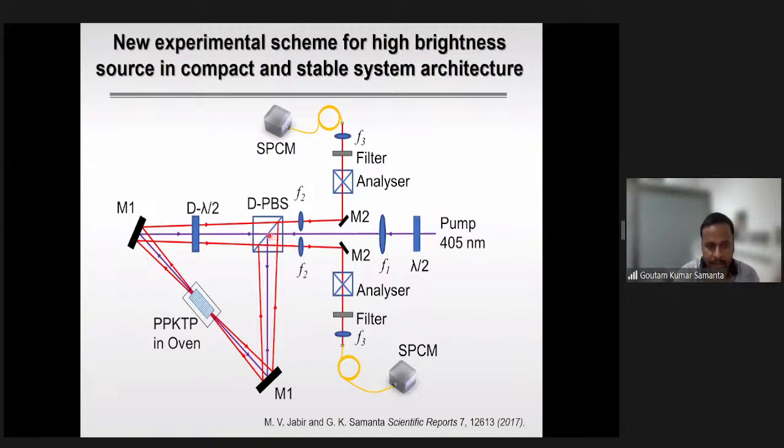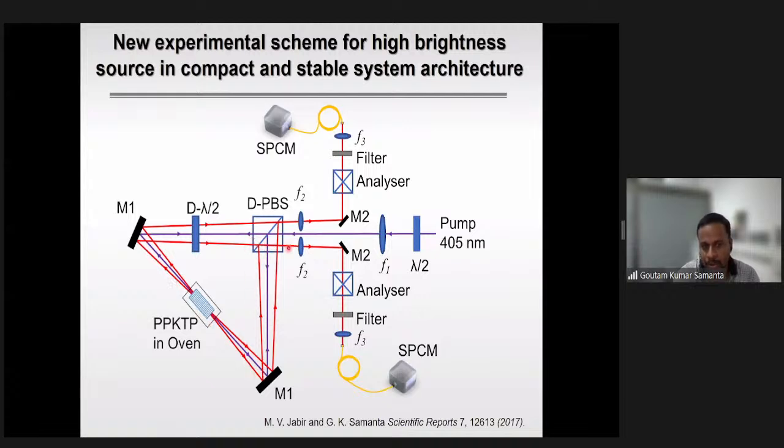In the other direction, if it is a horizontally polarized photon pump, due to this lambda/2 plate it will be converted into a vertically polarized pump, which will go through the nonlinear crystal and generate its pair. That pair will come, and it's vertically polarized, so it will get reflected. So now we can have the superposition of photons generated in the clockwise direction and photons generated in the anti-clockwise or counterclockwise direction.